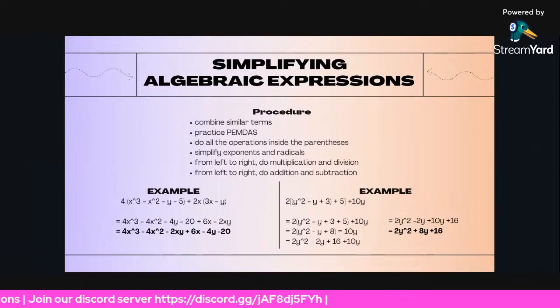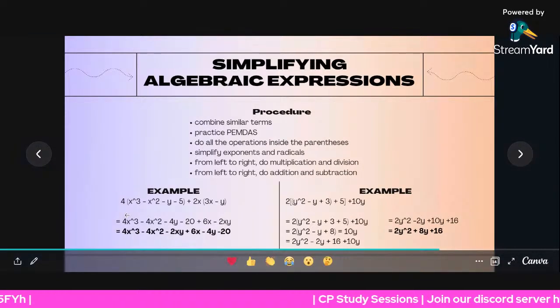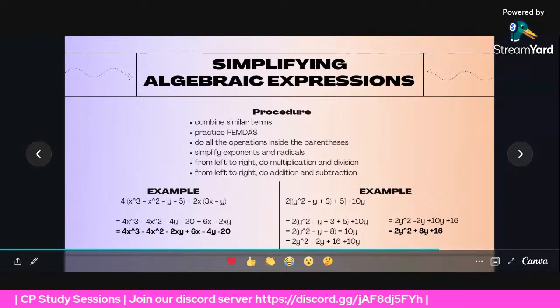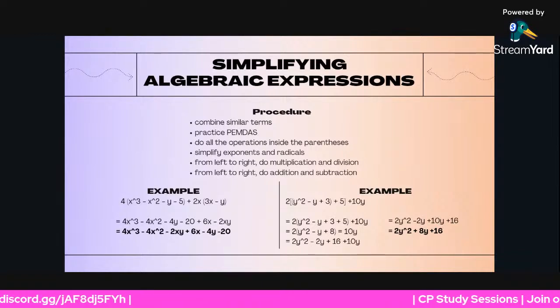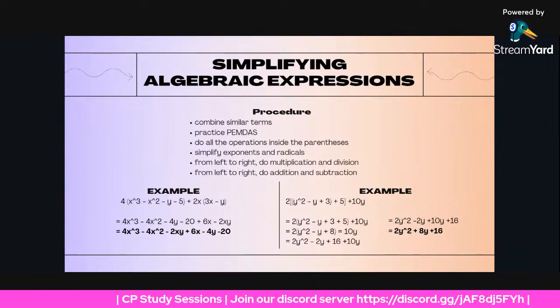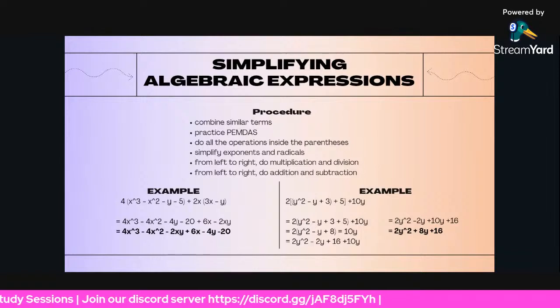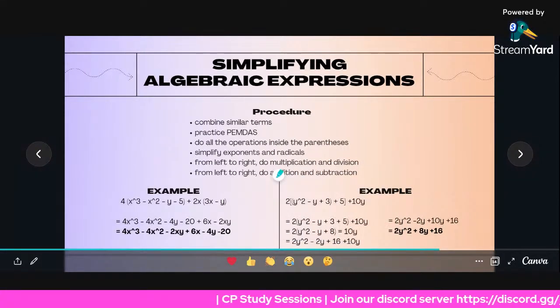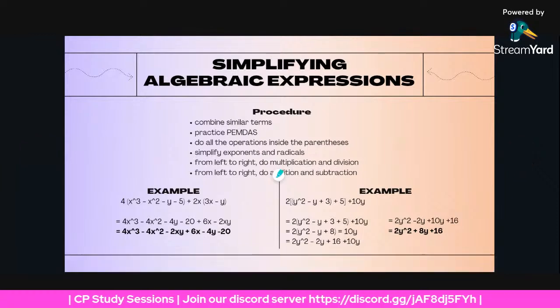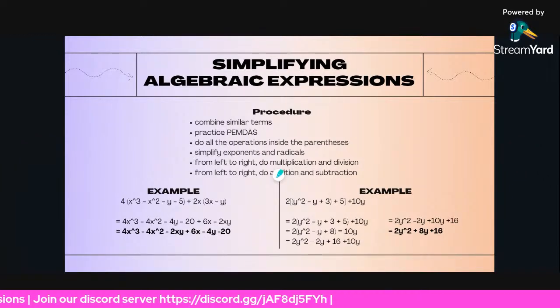So, if we simplify the quantity 4 times quantity x cubed minus x squared minus y minus 5 plus 2x times quantity 3x minus y, the answer we get is 4x cubed minus 4x squared minus 2xy plus 6x minus 4y minus 20. So, is that clear, or is it confusing, or is there anything you want to clarify in our first example?